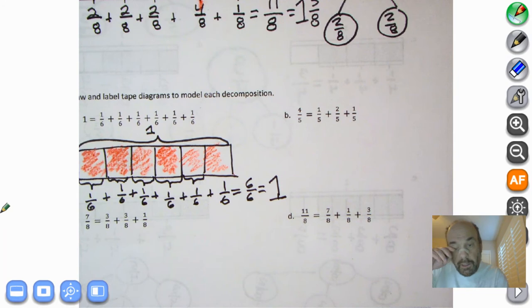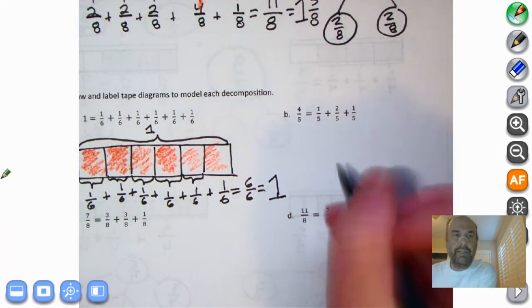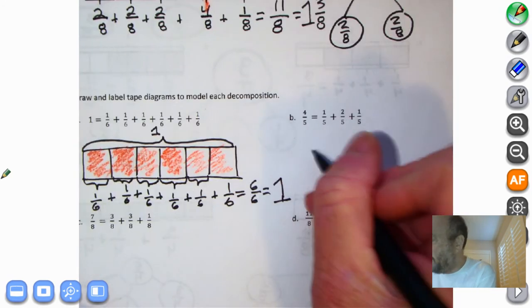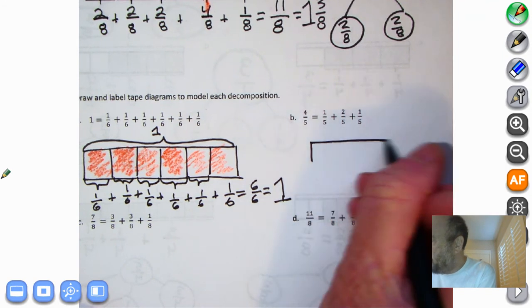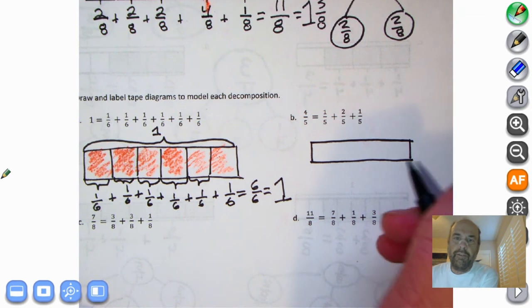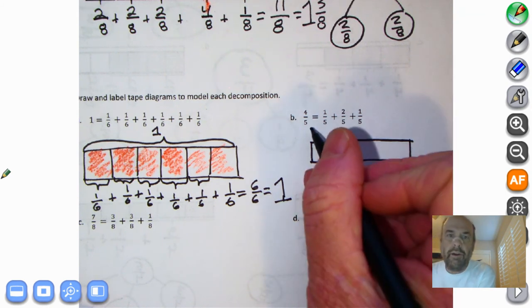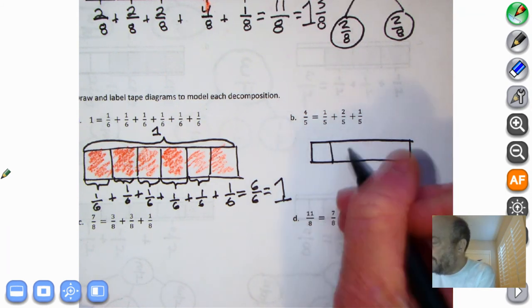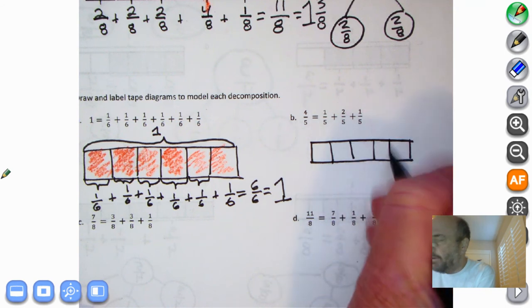Let's break this one apart as 4/5. And if you need to pause to catch up, that's totally cool. We're going to break this one into 5 parts, because it's 4/5. 1, 2, 3, 4, and 5.